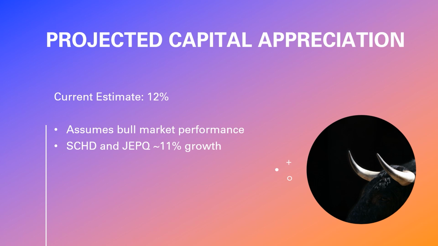And although that seems very high, you got to keep in mind that we're in the middle of a bull market. And so even though we're seeking cash flow, the S&P 500 and the ticker symbol XLK, which is our tech fund, they've been absolutely ripping. And so that contributes to having this high capital appreciation rate. And then it also helps that SCHD and JEPQ have been growing at about 11%. So even though that number is pretty accurate, we're going to go with about 12% for this example.